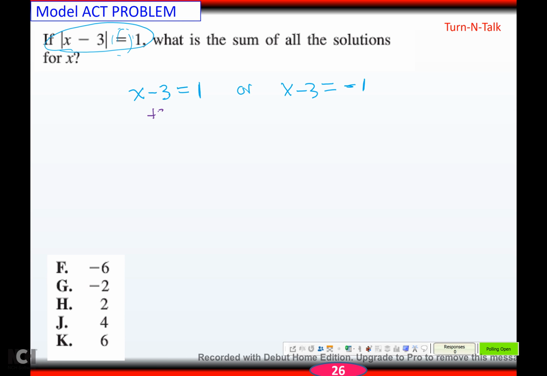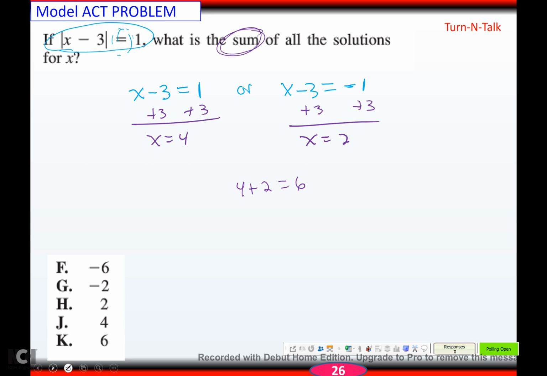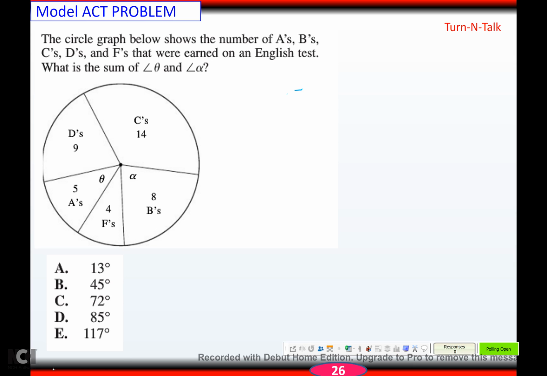Okay, so I'm going to add 3, I get x equals 4. Add 3, x equals 2. Well, what do they want? 4 and 2? No, the sum of the solutions. So if I take my solutions, add them up, I get 6. Okay? Alright, try this one. Hit pause. Come back when you're ready.